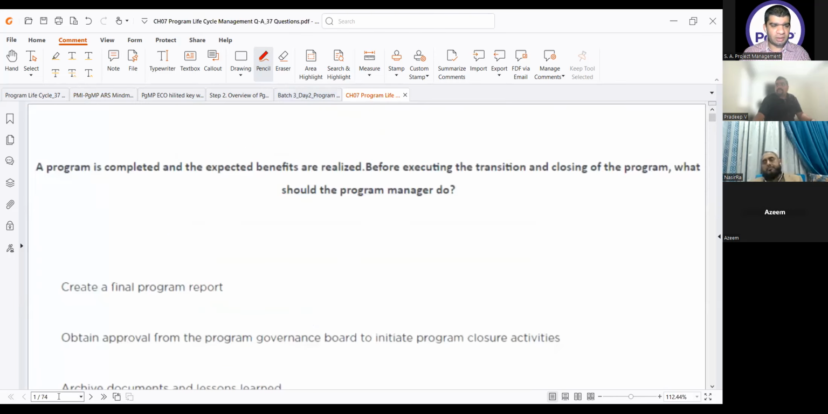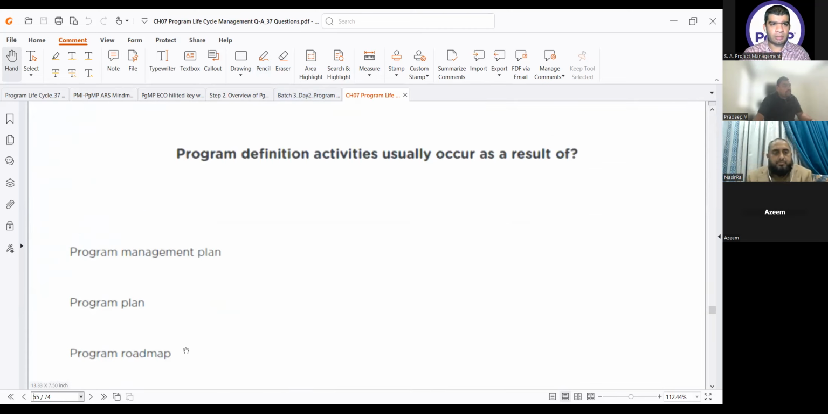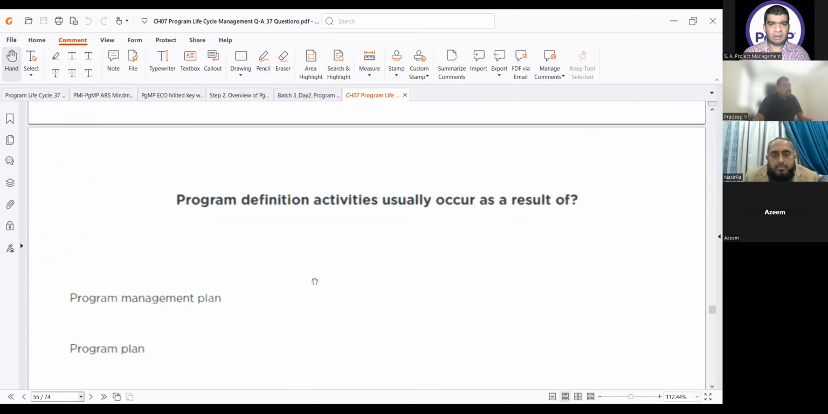Question number 28. Program definition activities usually occur as a result of this question.